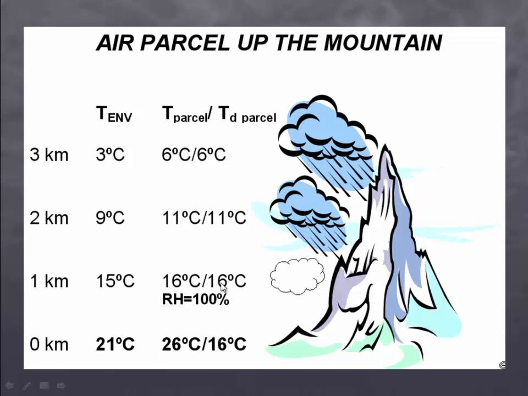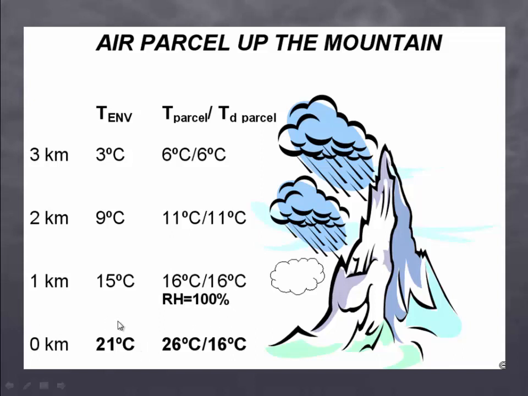So at 1 kilometer, the temperature is equal to 16. The dew point is equal to 16. Guess what? 16 equals 16. We've now created a cloud. Condensation is beginning to form at 1 kilometer. I ask myself the question, is the parcel saturated? The answer is yes. I will now follow the saturated adiabatic lapse rate of 5 degrees C the rest of the way up the mountain.